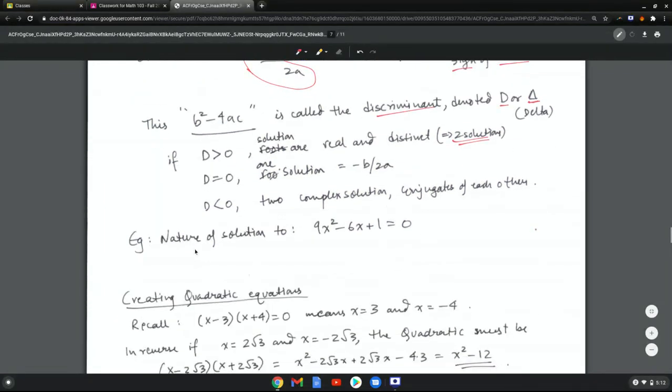So this means if I have to find the nature of the solution, I don't have to really find the solution. I can just find the discriminant, which is negative 6 squared minus 4 times 9 times 1, which is 36 minus 36, which is 0. So these are real, but there is only one solution.